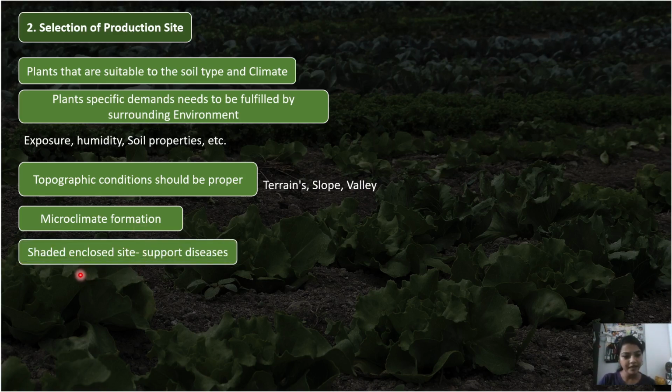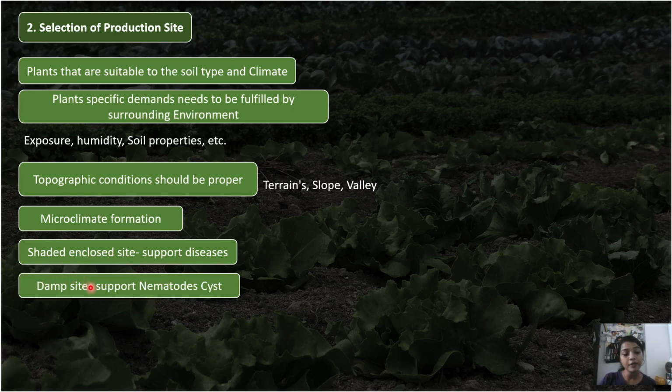Now as I said, environmental factors are very important, they play a significant role. For example, if you grow your plants in a shaded area, an area which is enclosed in shade, it is obviously going to support diseases, right? Because when the area is shaded, it will not receive sunlight and it will always have more humidity, and when there is more humidity and no sunlight, it will welcome diseases. So if you grow in a shaded area, it will support diseases.